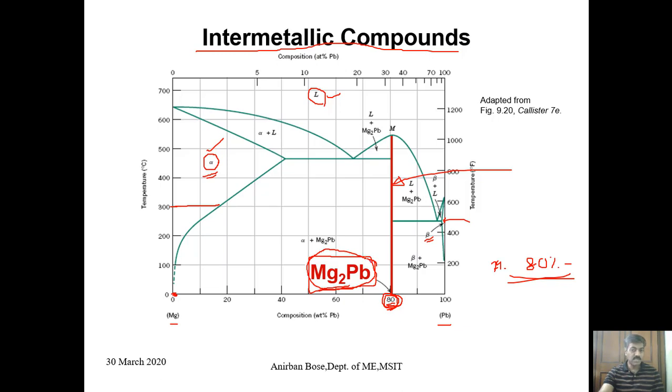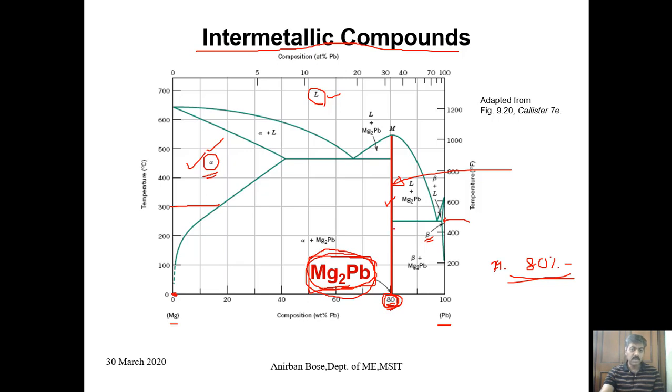Okay, so this is basically that thing. Mg2Pb is basically a solid solution of magnesium in lead, happening only at 80% composition. So how many primary phases have you observed? Alpha, beta, and this one. This one is another primary phase. This is intermetallic. Generally they are very hard and brittle in nature.